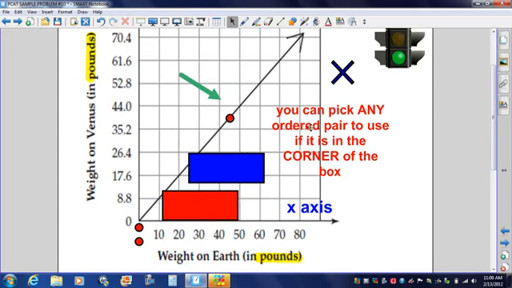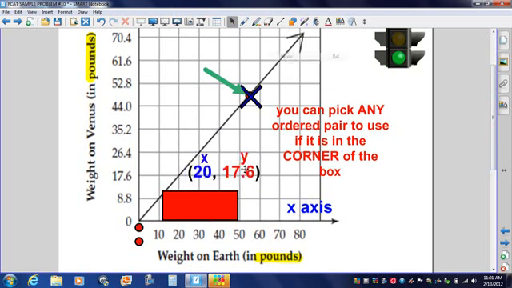You're going to pick any ordered pair to use if it's in the corner of the box. So this is what I mean. Don't make an ordered pair right here. It's not in the corner of the box here or here. So as long as you use an ordered pair that's in one of these corners, you're good to go. Again, do not pick an ordered pair right here. It's not in the corner of the box. So I'm going to use these two ordered pairs.